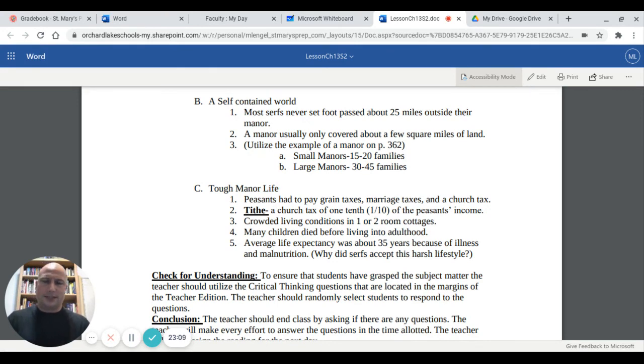Okay. Now, the question that I want you guys to ponder here is, why did serfs accept this harsh lifestyle? If you can come up with that answer, I'd like you to share in class on Monday. I think that's a really good question to ponder. Why did serfs accept this type of lifestyle? What is it that's keeping them down? What is it that's keeping them from trying to rebel against the Lord or their knight? Okay. All right. Thank you.